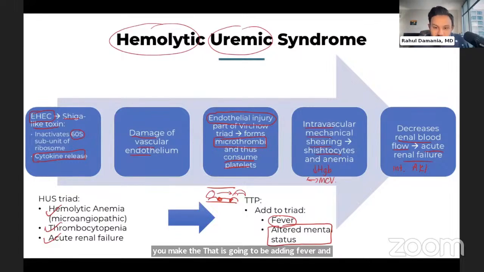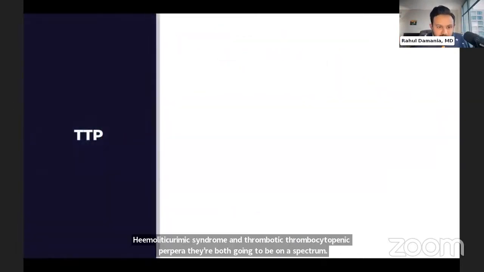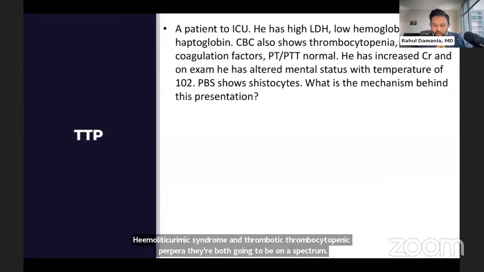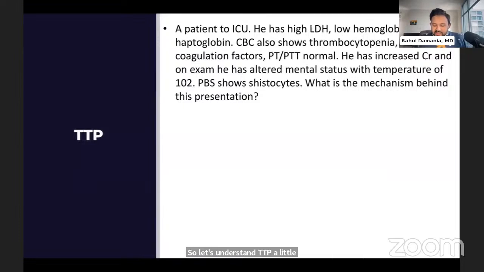Now, what is high yield for us to know is TTP and HUS are going to be on a spectrum, i.e. hemolytic uremic syndrome and thrombotic thrombocytopenic purpura. They're both going to be on a spectrum. So let's understand TTP a little bit more. A patient is admitted in the ICU. He has high LDH, low hemoglobin, so anemia, and low haptoglobin.